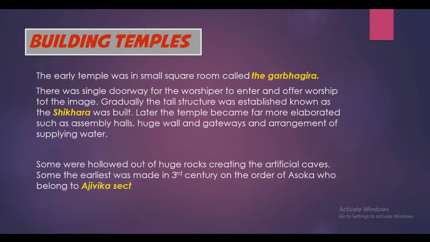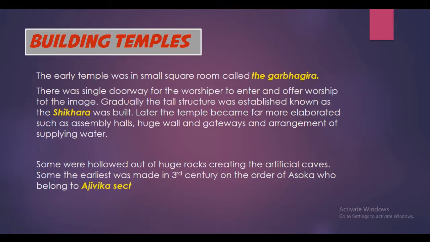Okay, now we are going to be discussing building temples. How they used to establish the temples and what changes came in the later period in the building of the temples. In the very early period, the temple was built in a very small place. The temple was established in a small square room, which was also called the Garbhagriha. They used to have only a single doorway for the worshippers, so that they could enter through that doorway and offer worship to the image.